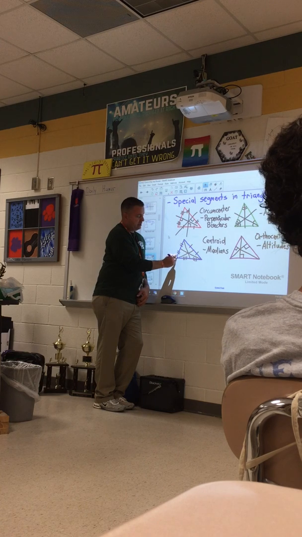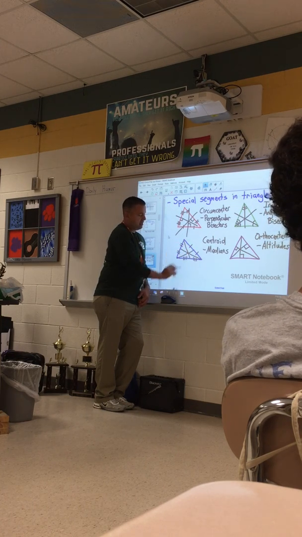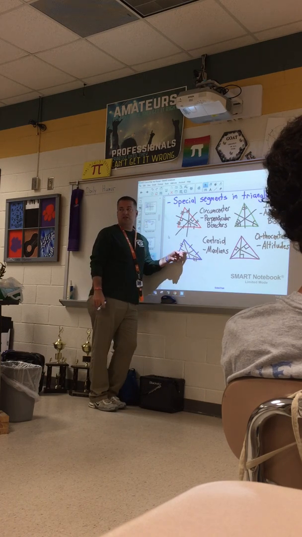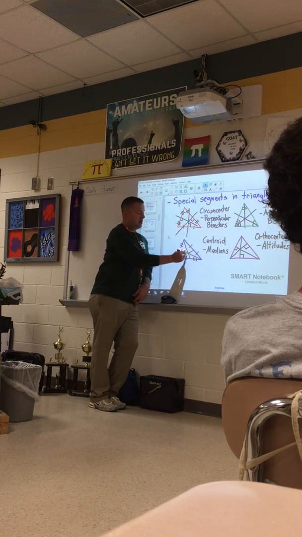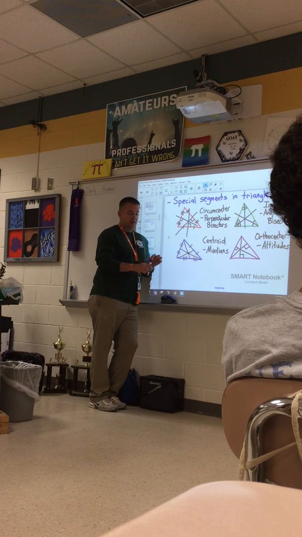A median is a line that goes from the vertex to the midpoint of the opposite side, splitting the opposite side into equal pieces. Okay, the significance of this point is that this is the center of gravity. This is the balancing spot. So if I drew the centroid and cut out a triangle, I could balance it right there on the centroid.